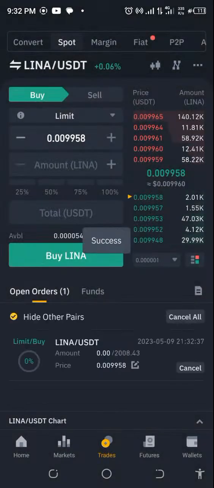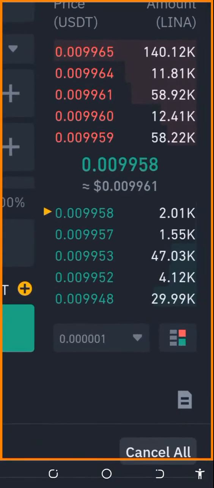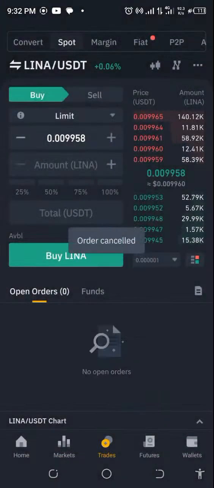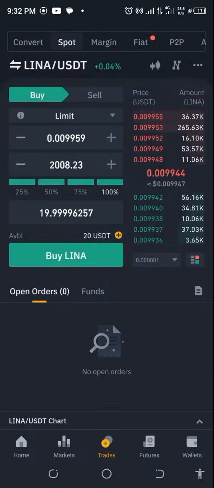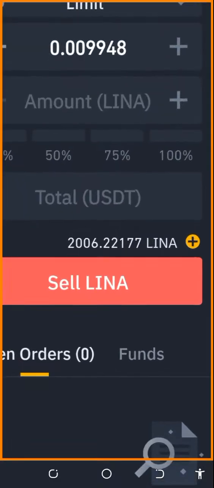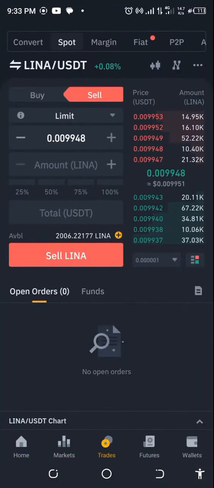Anyways, let's see how long this will take. Let me try this 9959. Let's try it out one more time. Let's pick up the first red, and then let's go with 100. Let's see. I think it did. Okay, so you can see how to get your orders sold immediately. I picked up the first red and it went. I bought 2006. Don't forget it was 2008, but because of trading fees, it's taking off 2 cents.